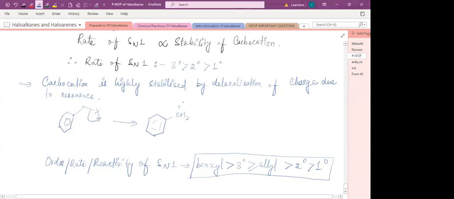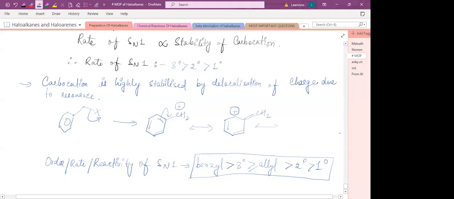CH2 here with a plus charge, right? Now we know that this benzene ring shows resonating structures. It shows resonance, right? So what happens basically? You will see the delocalization of charge, right? Delocalization of charge, and due to the delocalization of charge, here you get the CH2 double bond and here the positive charge.